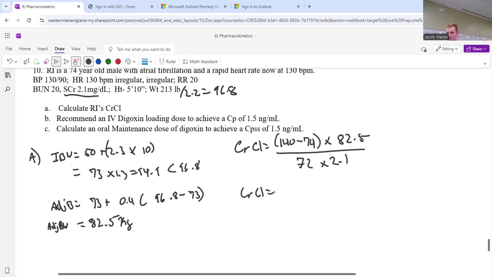His answer key is wrong. What would he put it to? He used 203 for the weight. Oh, that's the one he said he was trying to change, I think. Yeah, I read it. Of course he did. What did you guys get for the adjusted body weight again? 82.5. Okay.